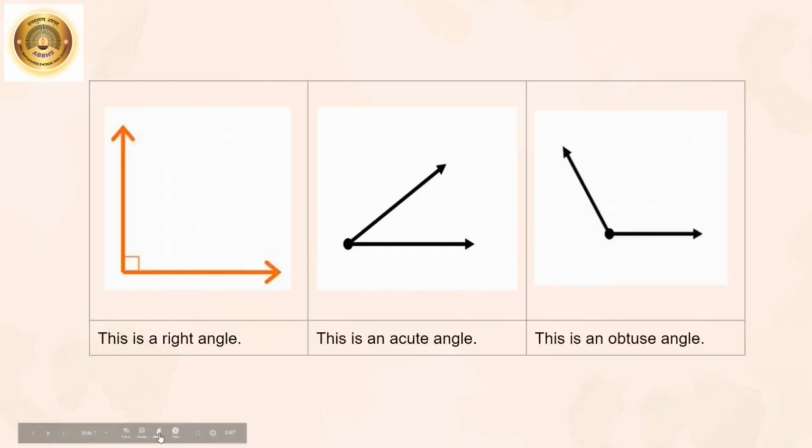In your previous class you studied about the types of angles. Now this is a right angle, this is an acute angle, and this is an obtuse angle. We'll be studying more about this in the later part of the lesson.